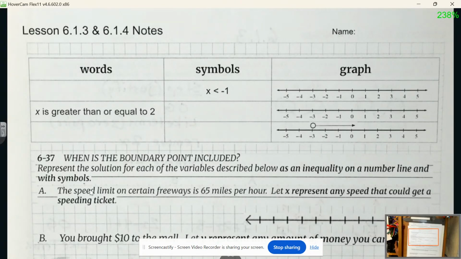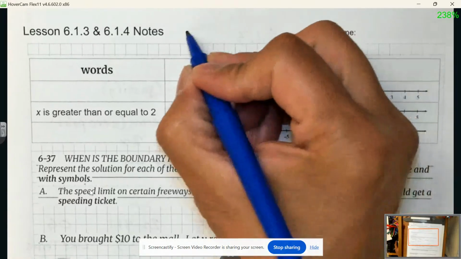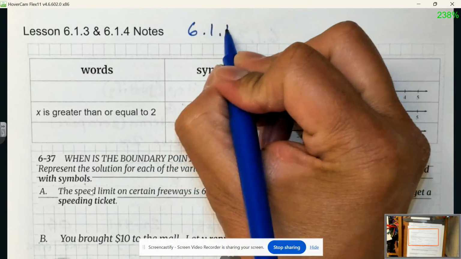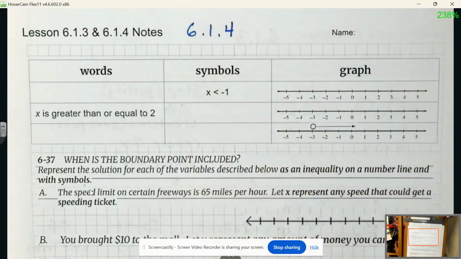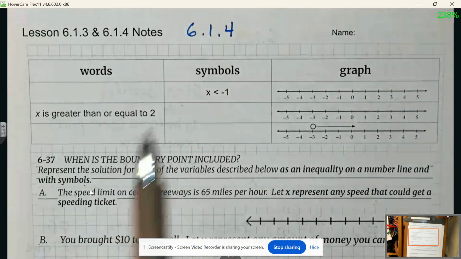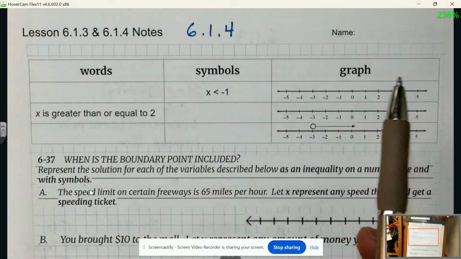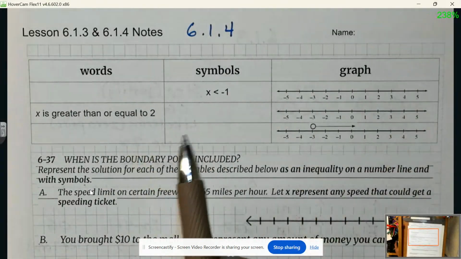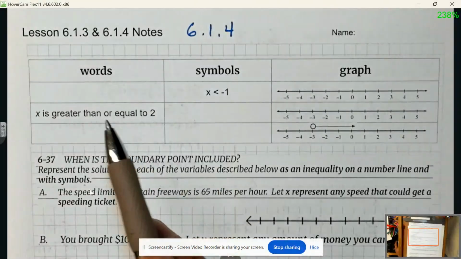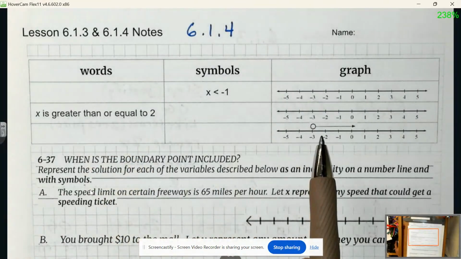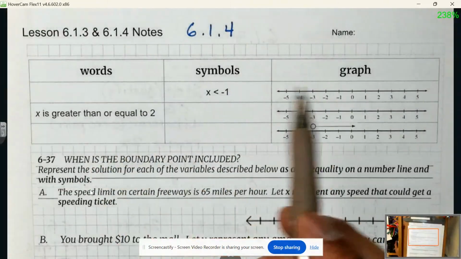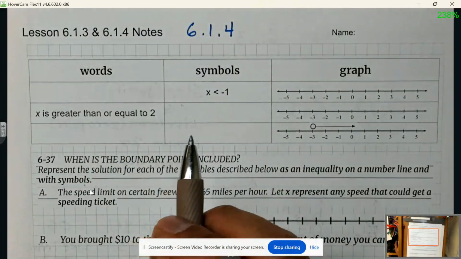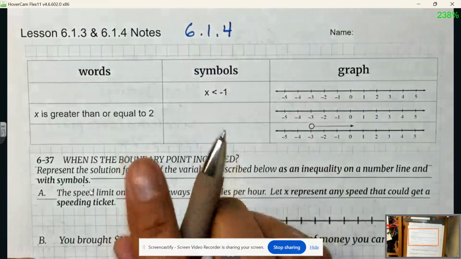Today we are doing 6.1.4 and talking a little bit more about inequalities. So in this first table we see that there are three different ways of representing inequalities. One would be in symbols, one would be in words, and one would be as a graph. So we're going to go ahead and fill in the other two representations given the one that's given.